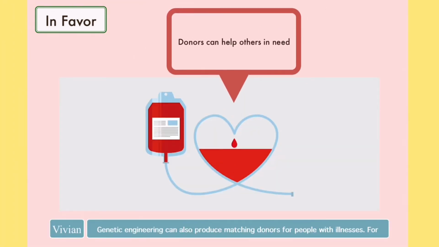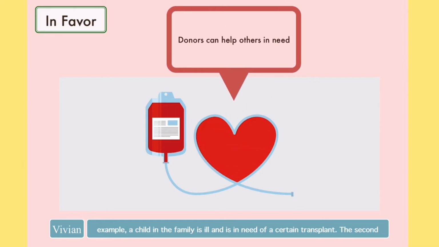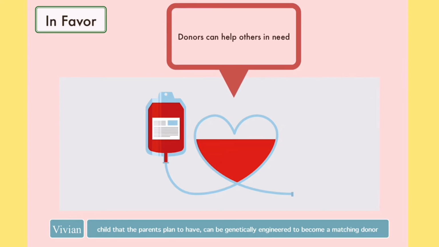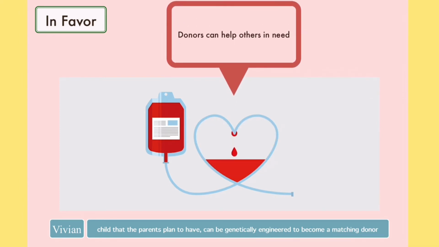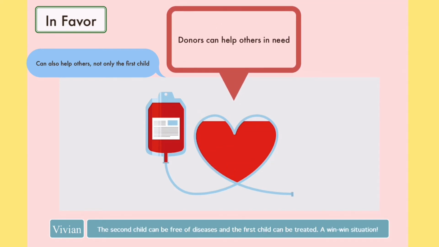Genetic engineering can also produce matching donors for people with illnesses. For example, a child in the family is ill and is in need of a certain transplant. The second child that the parents plan to have can be genetically engineered to become a matching donor to help the first child. The second child can be free of diseases and the first child can be treated.